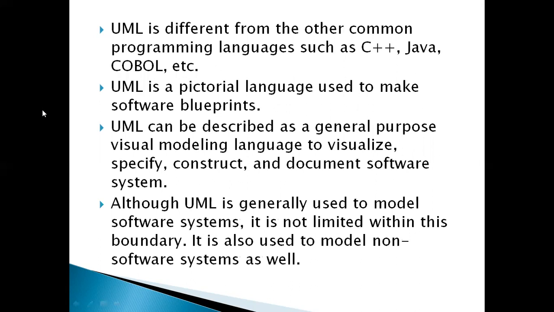UML is different from other common programming languages such as C++, Java, COBOL, etc. UML is a pictorial language used to make software blueprints. UML can be described as a general purpose visual modeling language to visualize, specify, construct, and document software systems. Although UML is generally used to model software systems, it is not limited within this boundary. It is also used to model non-software systems as well.